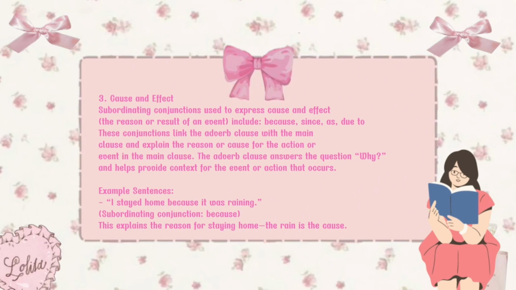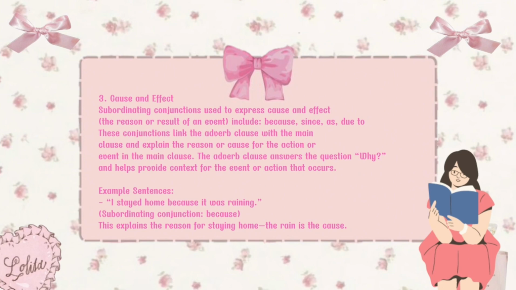And the third is cause and effect. Subordinating conjunctions used to express cause and effect, the reason or result of an event, include because, since, as, due to. These conjunctions link the adverb clause with the main clause and explain the reason or cause of the action or event in the main clause. The adverb clause answers the question why and provides important context for the event or action that occurs.